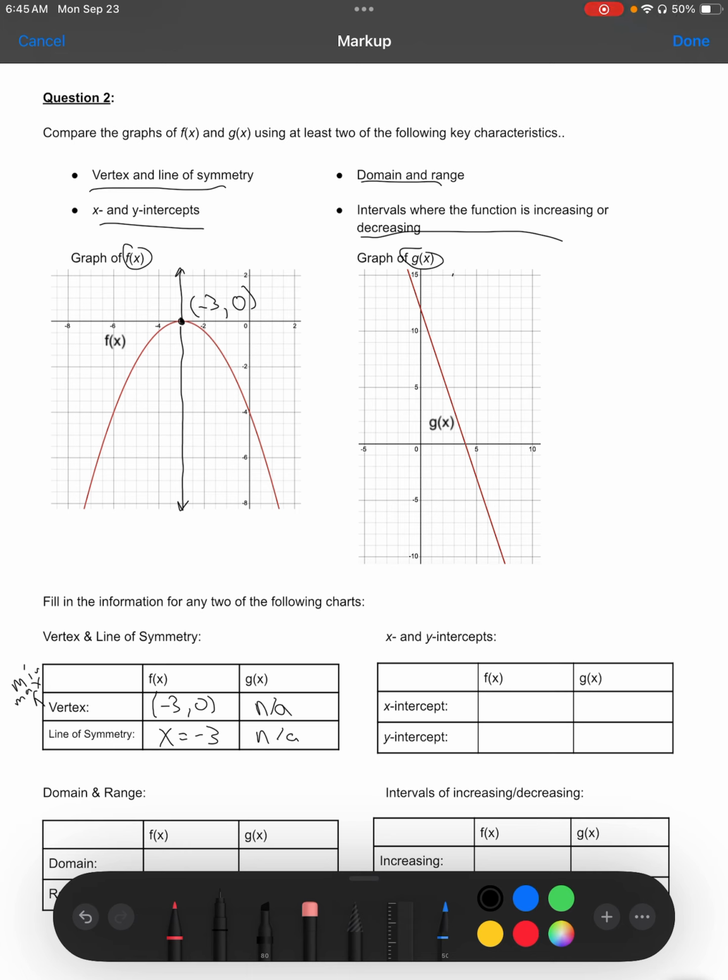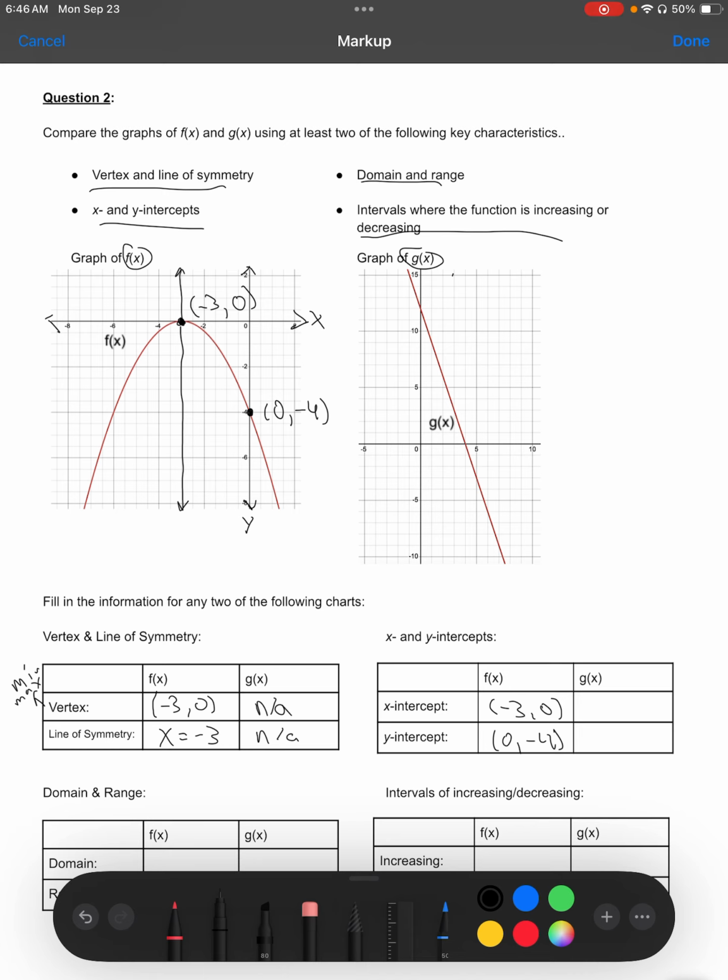For the x and y intercepts, those are the points where the graph touches the x and y axis. So these darker lines that have the numbers on them are the x and the y axis. We already know the x-intercept for f of x. It's at the point -3, 0, which is the vertex. That is the x-intercept. The point on f of x where we touch the y-axis is down here, and this is the point 0, -4. So that is the y-intercept for this graph, where it touches the y-axis.